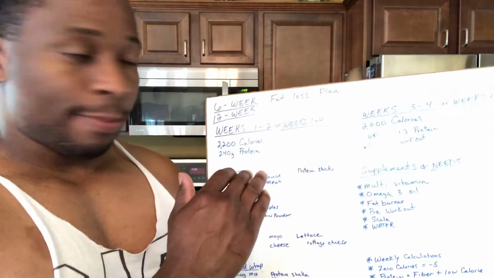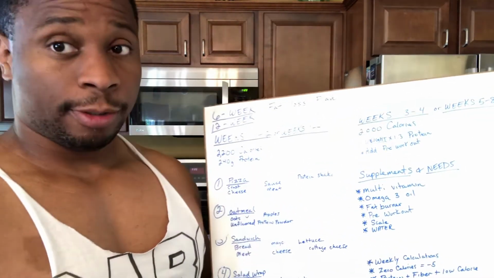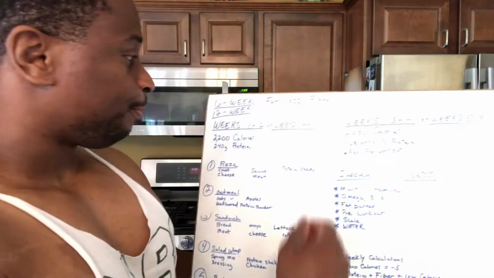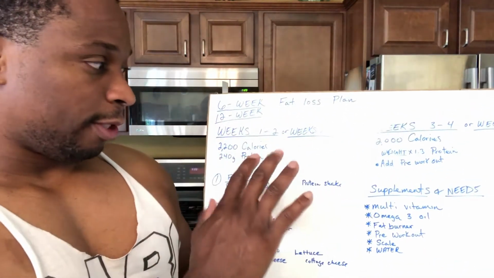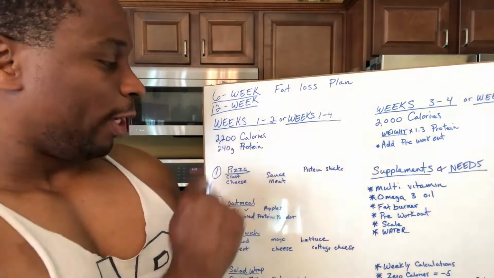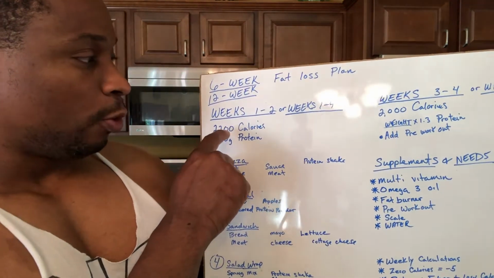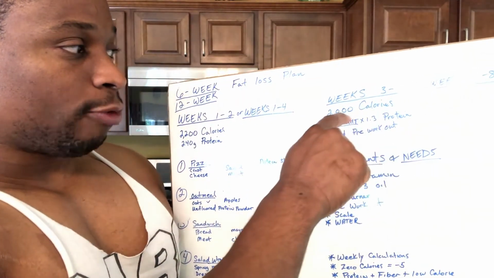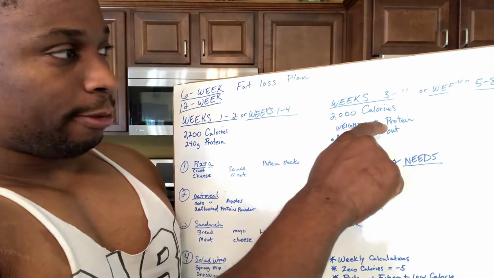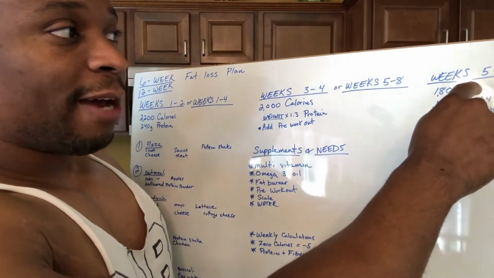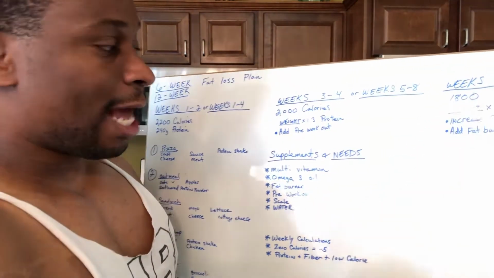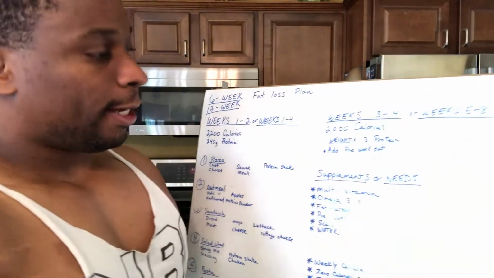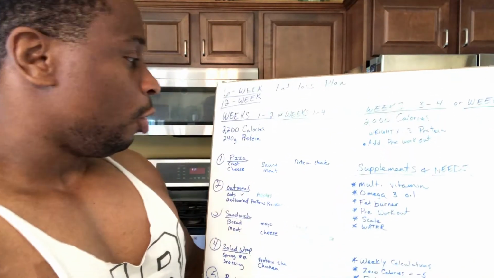The calculations that I came up with were 2,200 calories, which put me in a deficit at working out about 5 to 6 days a week or so. So for the 6 weeks, for the first 1 to 2 weeks, I'm gonna stay at 2,200 calories. Then weeks 3 to 4, I'm gonna drop that down to 2,000 calories. Then week 5 to 6, I'm gonna drop it down to 1,800 calories. And there are certain things that I do while doing that.